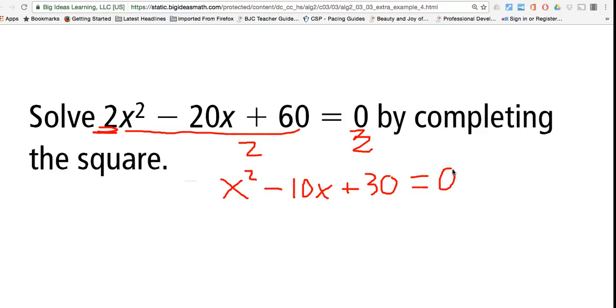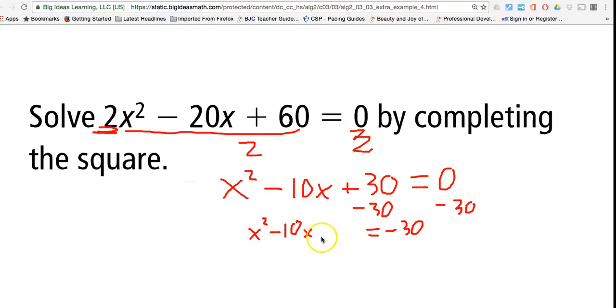Now, to complete the square, we always want to go ahead and get our x squared plus bx by itself. So we're subtracting 30. So we're going to end up with x squared minus 10x. And again, you'll notice I always leave some space after this for us to write in our c. And we're going to get equals negative 30 here.